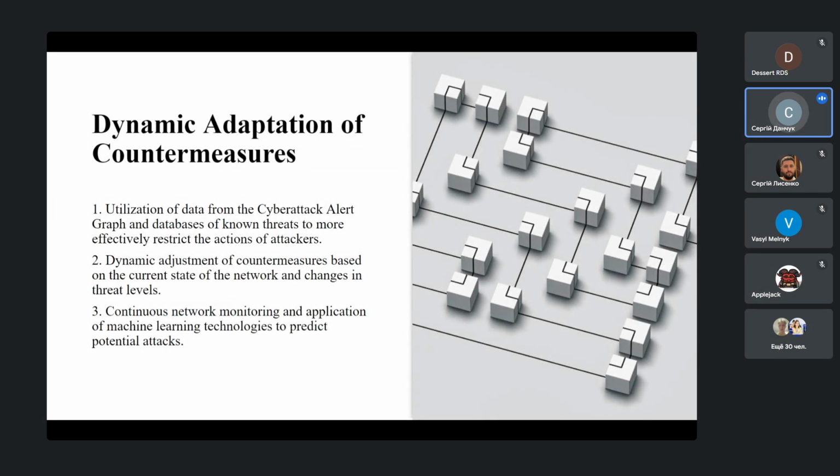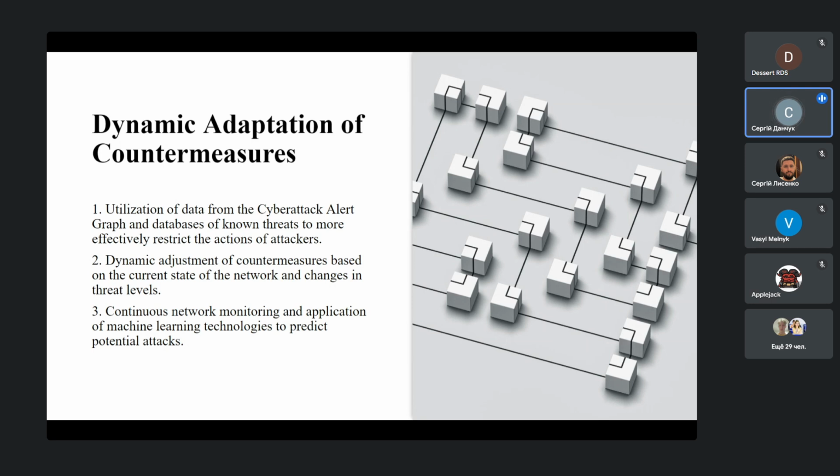Dynamic adaptation of countermeasures. To improve the countermeasure selection algorithm, we implemented several enhancements. Utilization of data from the cyber attack alert graph and database of node threats to more effectively restrict the execution of attacks. Dynamic engagement of countermeasures based on the current state of the network and changes in the threat levels.